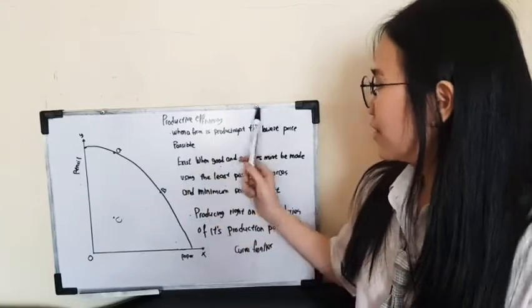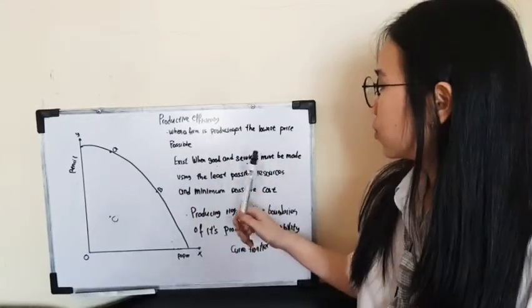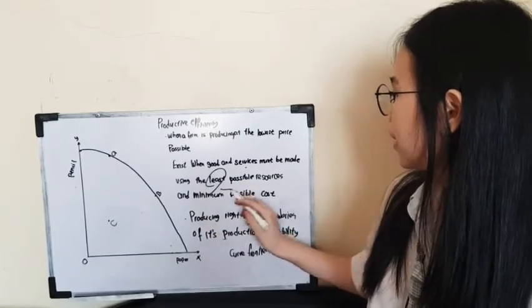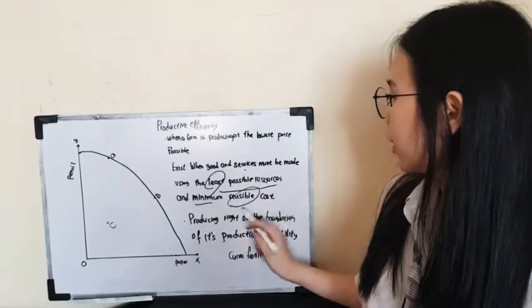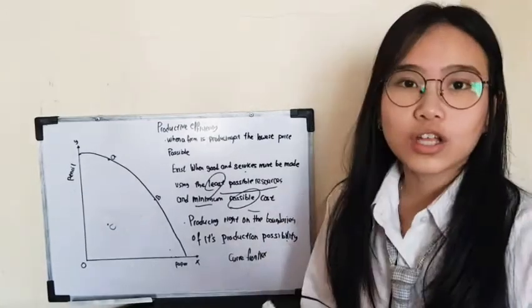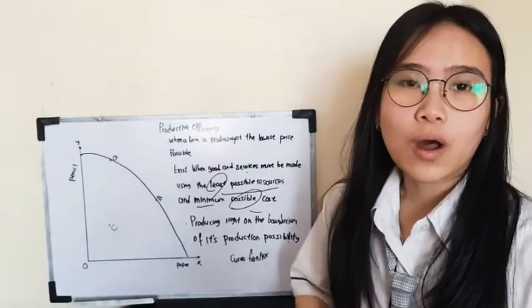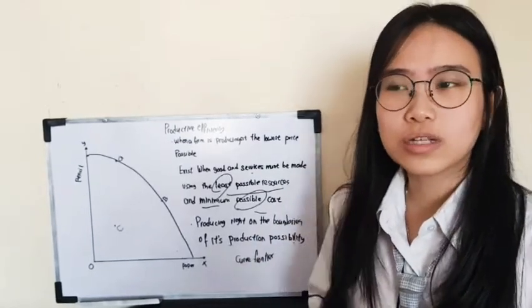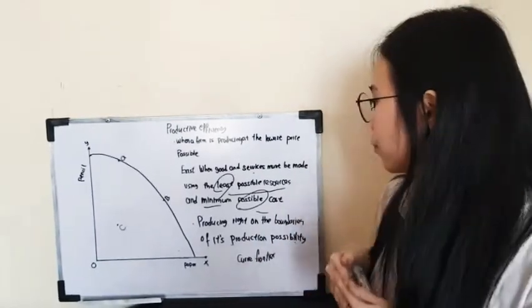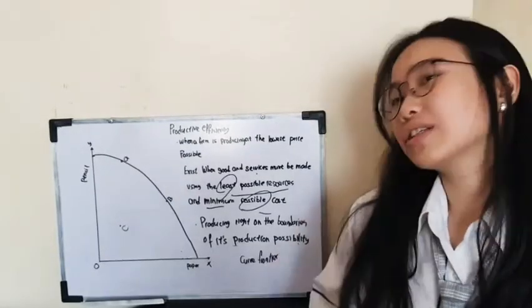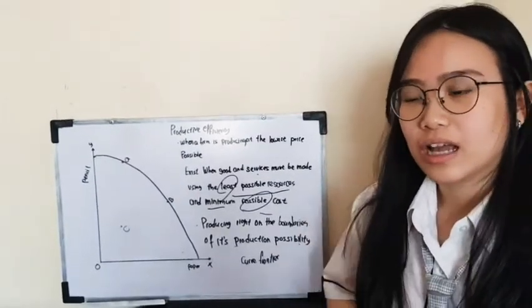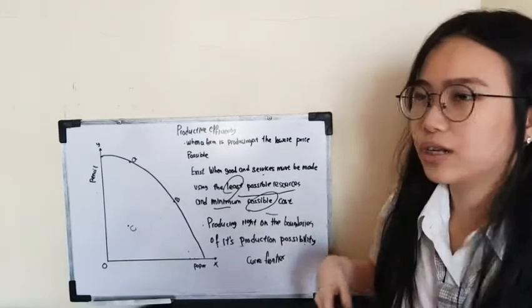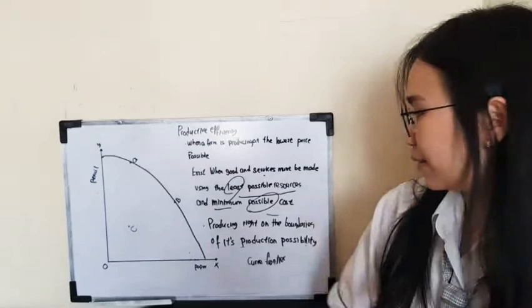Next, productive efficiency only exists when goods and services are made using the least possible resources and minimum possible cost. What does this mean? Not only does the firm need to produce their output at the minimum cost possible, they also need to use the least possible resources. And when they are able to do this, then their production will be productively efficient.